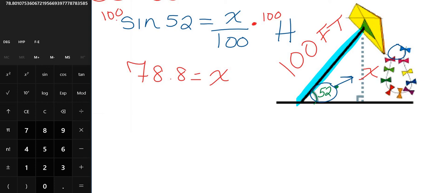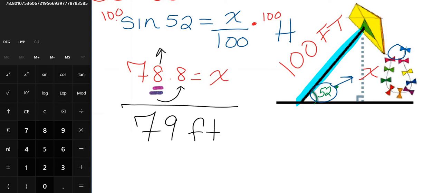So to the nearest whole foot, you're looking at rounding the 8 up to 9 or keeping it at 8. When you look next door, the 8 says round up. So you have to round that 8 up. So we're going to do 79 feet. Okay, so that is your altitude. That's how high this kite is. We are done with page 18, so let's move on.